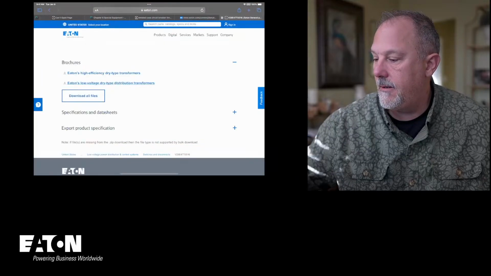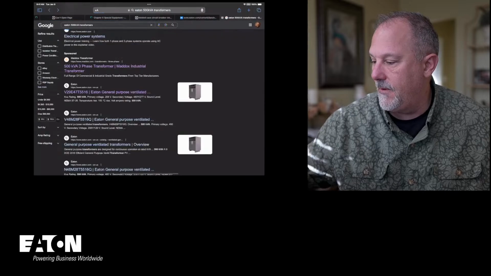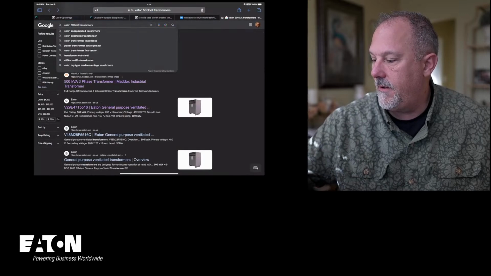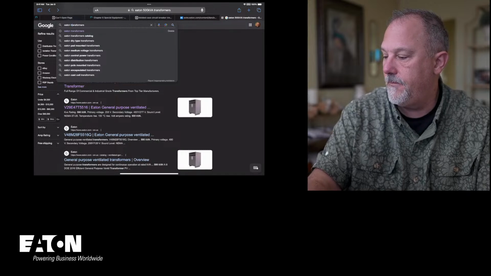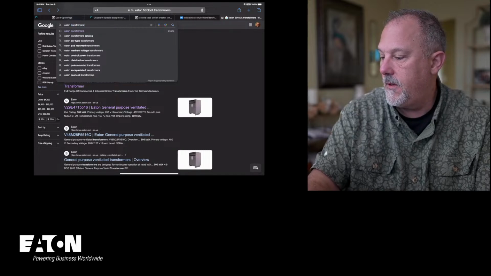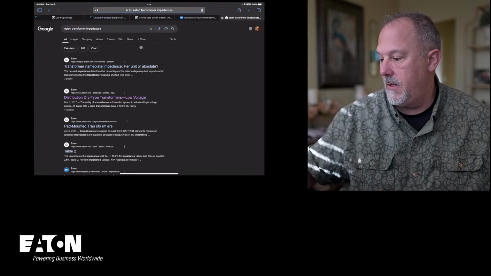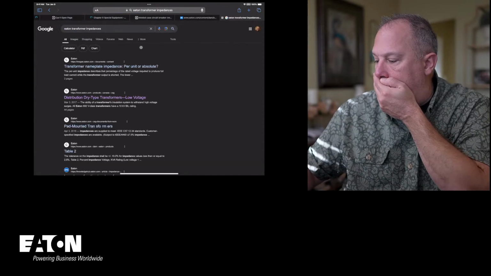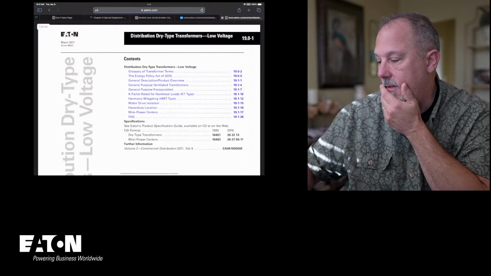I had a Eaton transformer impedances. Transformer impedances. There we go. I don't know. It keeps. There we go.